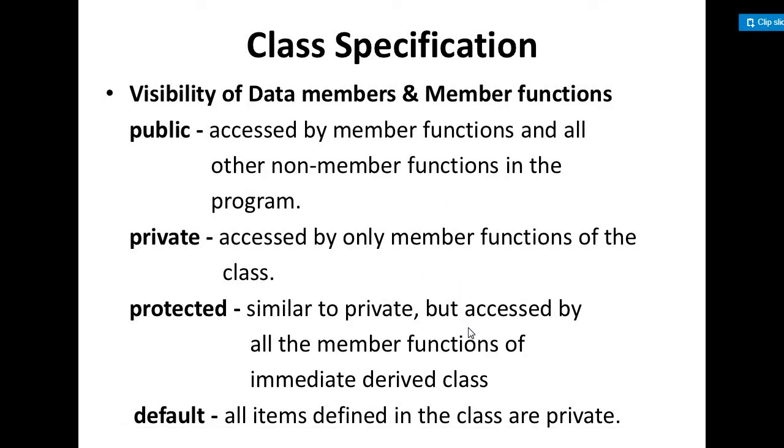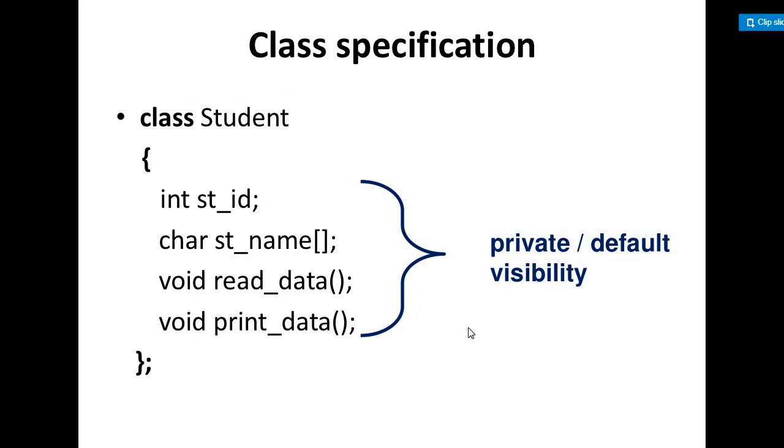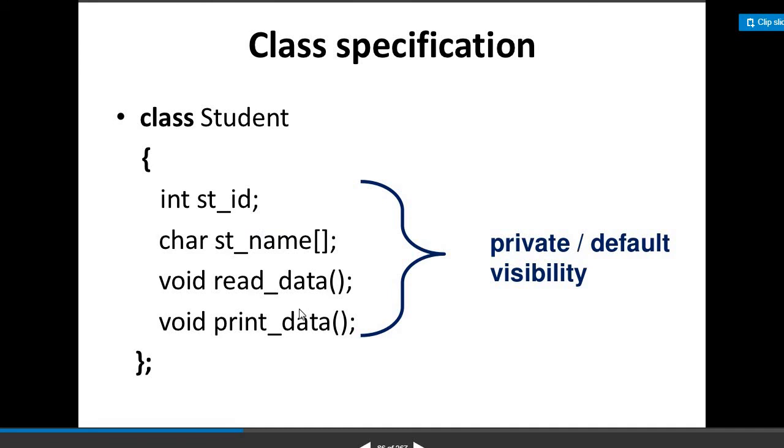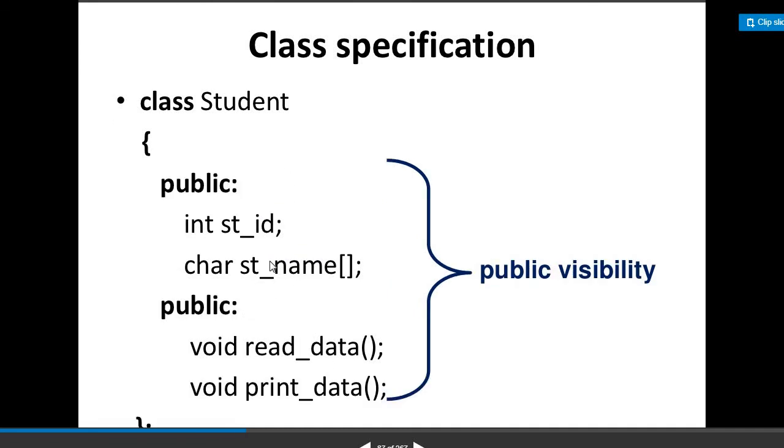Visibility of data members and member functions. There are 3 visibility modes. Public: access by member functions and all non-member functions in the program. Private: access by only member functions of the class. Protected: similar to private but access by all member functions of the immediately derived class. Default: all items in the class are private by default. If we declare this, then all the data members and member functions are private. And if we specifically give it, then we get public visibility mode.